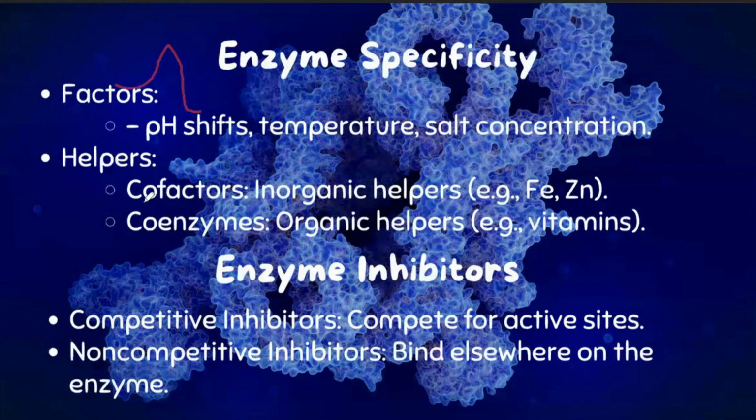Remember, we spoke about cofactors, which are inorganic helpers, or coenzymes, which are organic helpers. We spoke about competitive versus non-competitive inhibitors. All of these require some sort of energy, and the act of an enzyme being utilized means that there's energy that was required to go from reactant to product.